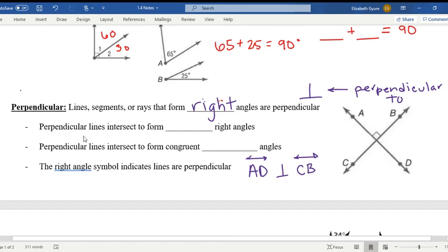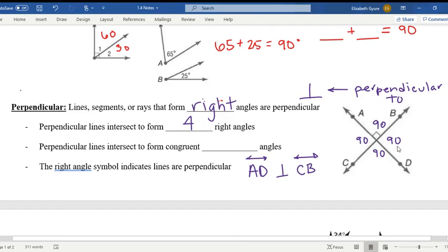So a few things: perpendicular lines intersect to form 4 right angles. If this angle here is a right angle, then this angle here is a right angle. They would all have to be right angles. The reason that happens is, number one, this goes all the way around, so everybody has to add to be 360 altogether. And here you also have some linear pairs, so if one side's 90, the other side's 90.